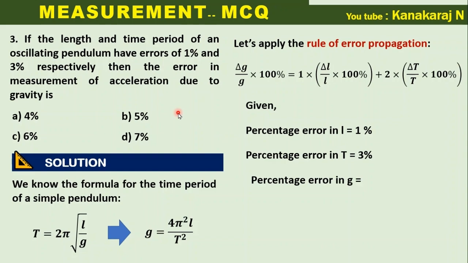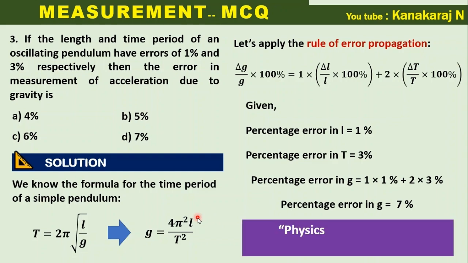Percentage error in finding the value of g equals 1 times 1% plus 2 times 3%. So we are replacing delta L by L multiplied by 100% with 1%, and we are replacing delta T divided by T multiplied by 100% with 3%. Let us finish the multiplication first. So first we have 1% plus 6%. So the percentage error in g is 7%.